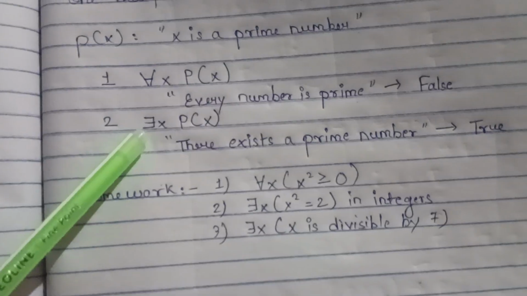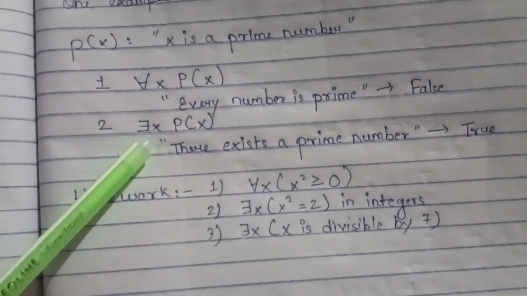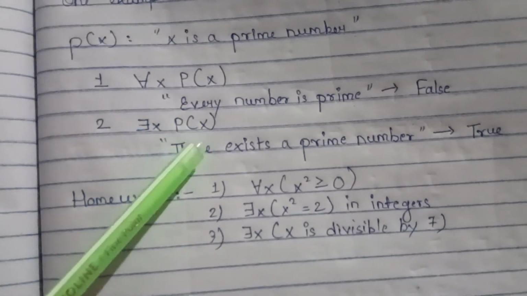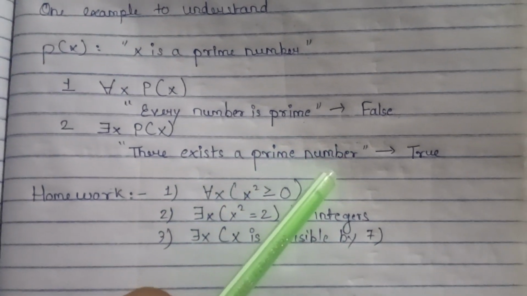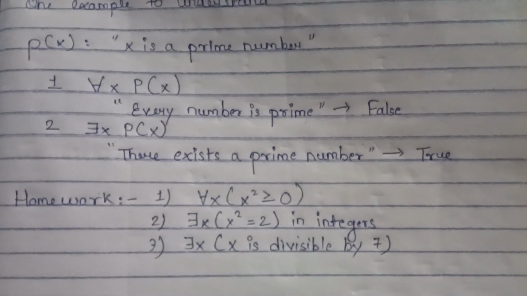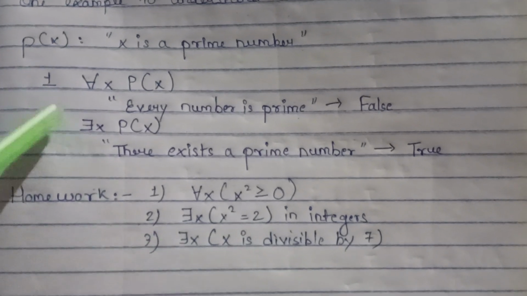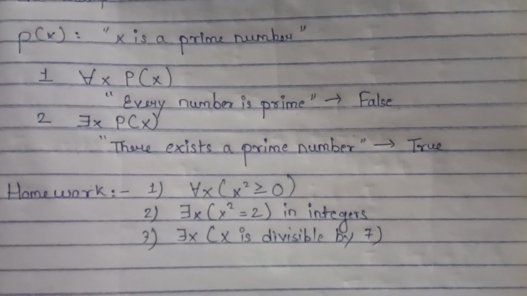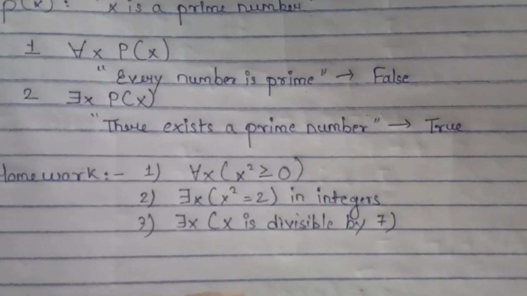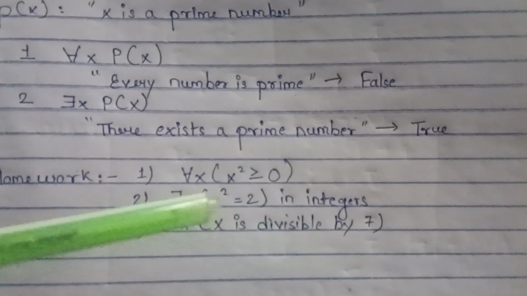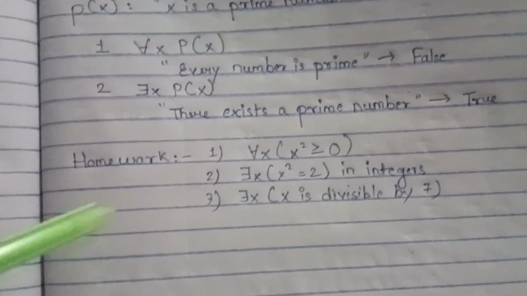The second example is for existential. There exists x, P(x). So there exists a prime number, yes, in the integer line, in the whole numbers, whatever you say, there exists a prime number, right? 9 is a prime number, okay, so true.